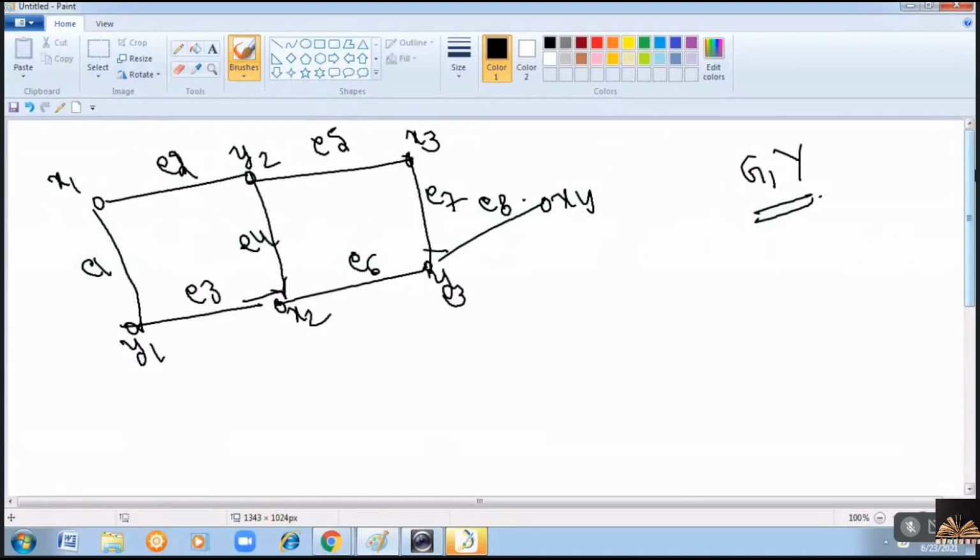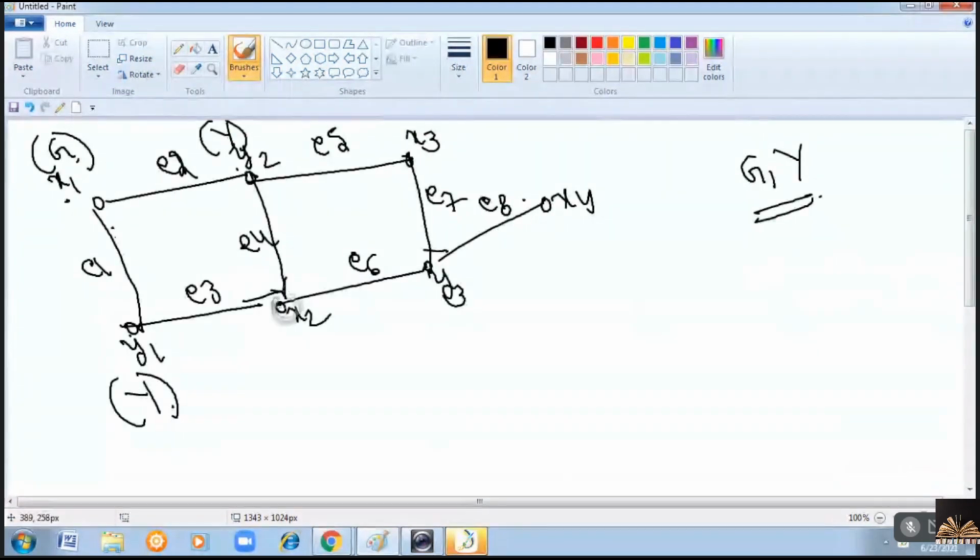Okay. So if you have used two colors, then let us suppose x1 vertex is colored with green. Then y2 is adjacent to x1, so it should not be colored with green. It should be colored with yellow. Similarly, y1 is adjacent to x1, so it should not be colored with green. It should be colored with yellow.